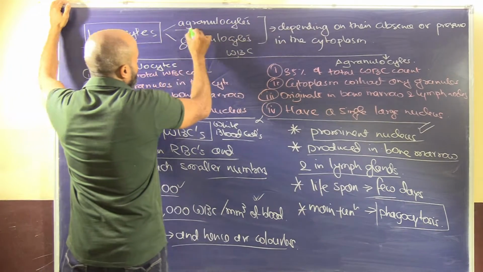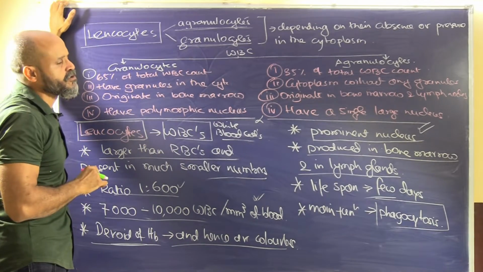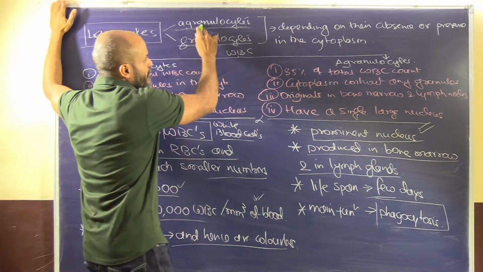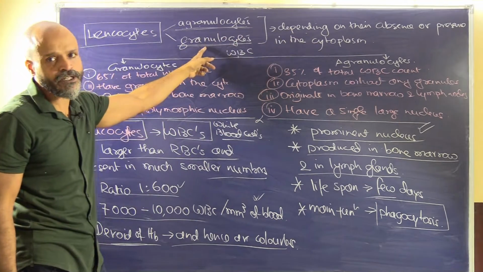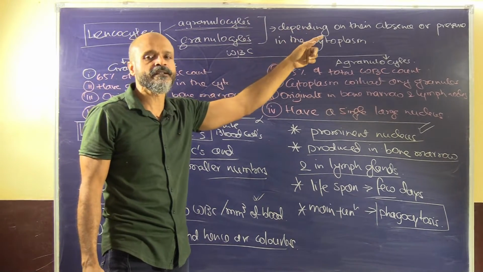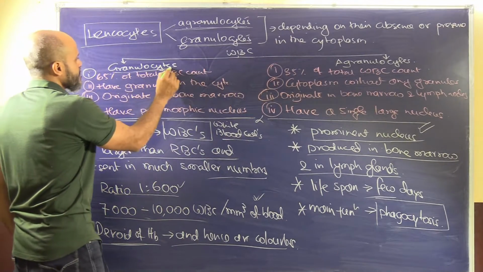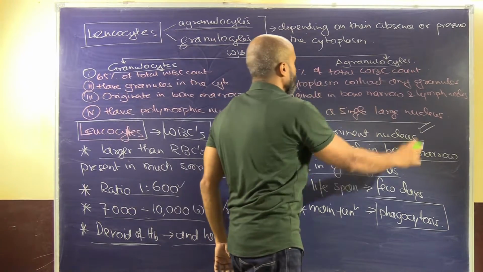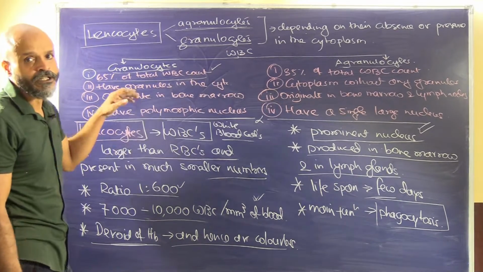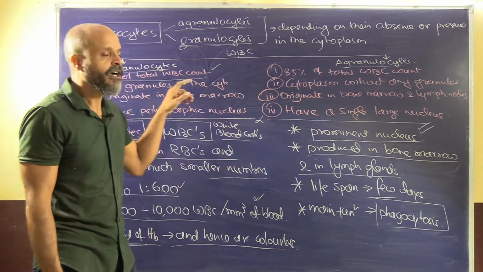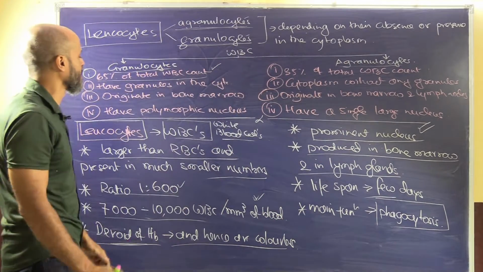Leukocytes can either be agranulocytes or granulocytes, depending on the absence or presence of granules in the cytoplasm. So if granules are present in the cytoplasm, they will be known as granulocytes, and if granules are not present in the cytoplasm, they will be known as agranulocytes. Granulocytes are 65% of the total WBC count, so the major chunk of WBC is granulocytes, and only 35% of the WBC count is agranulocytes.